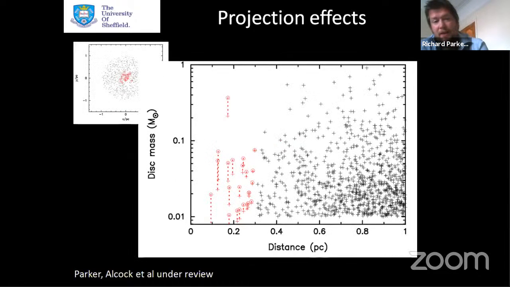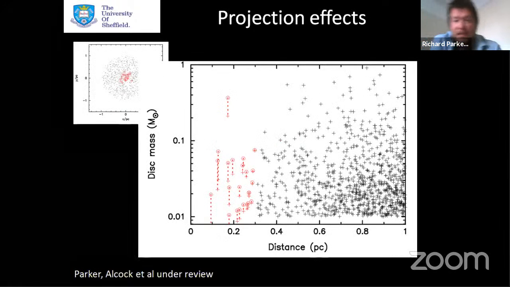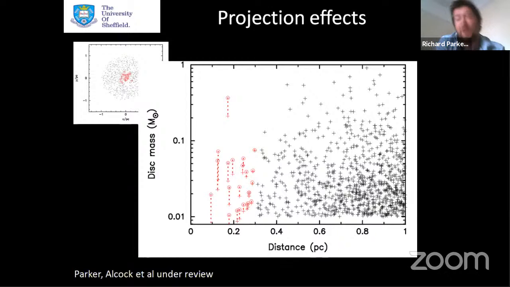So in 3D, what you see is that the closer you are to the most massive star, the more of the disk you're likely to deplete. This is shown by the red points and the lines. The circles in this plot are the initial masses, and the plus signs are the final masses. And this is in 3D. But if you try to mimic what an observer would see, that would be a 2D projection.